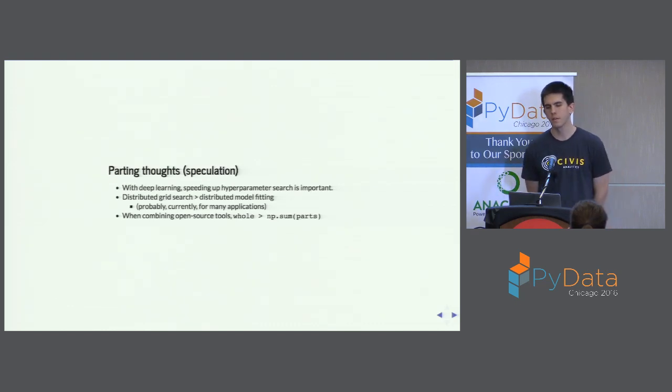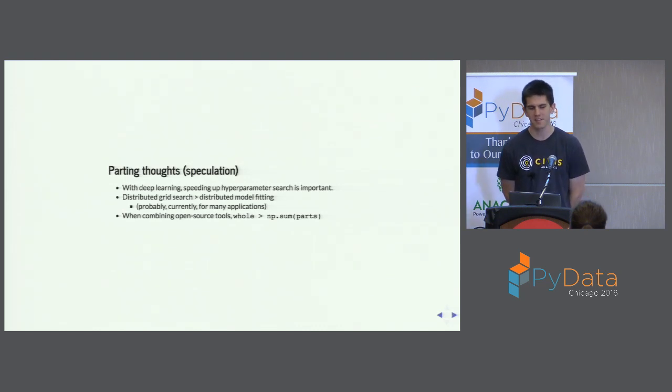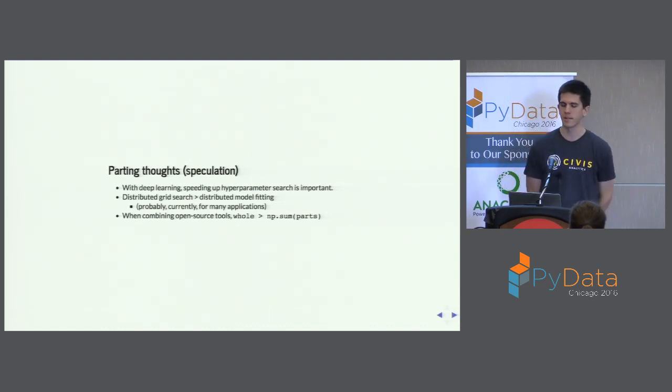But just some parting thoughts. These are kind of speculation. I don't have a ton of evidence to back up these assertions, but with deep learning, hyperparameter search and speeding it up is really, really important. It's kind of the key to getting it to work. And so the fact that Google is doing really well at this is not surprising, because they have all the infrastructure to do this hyperparameter search.